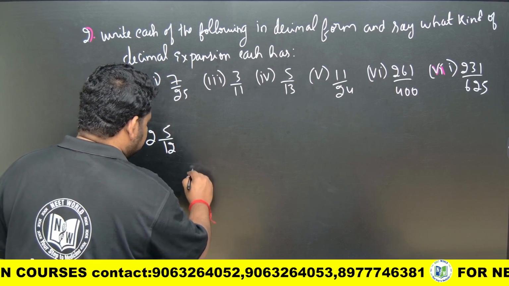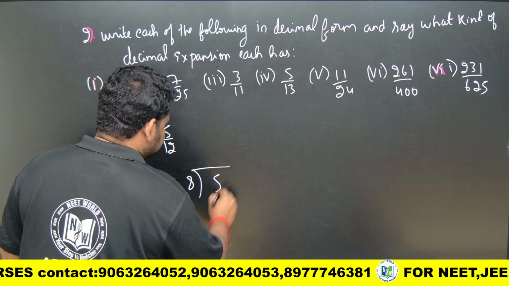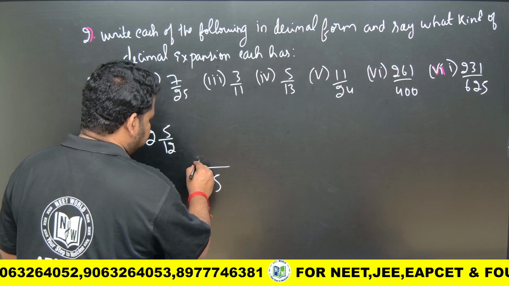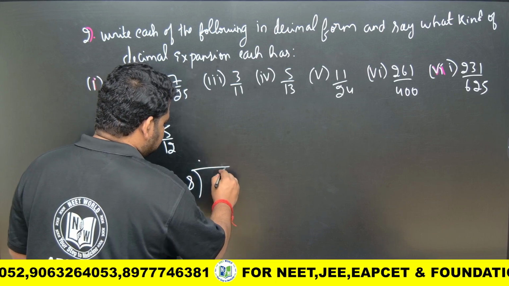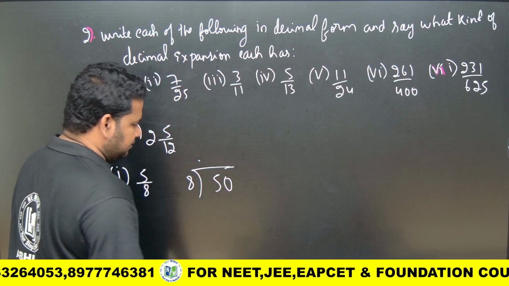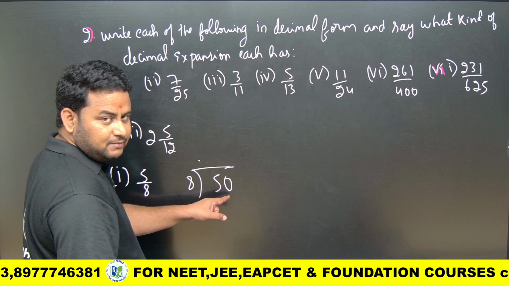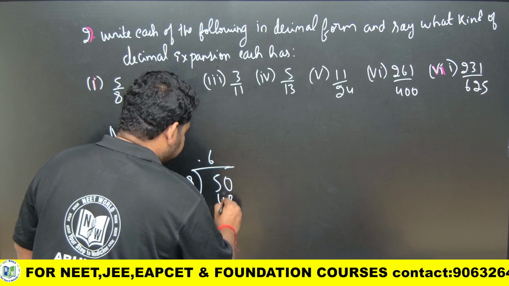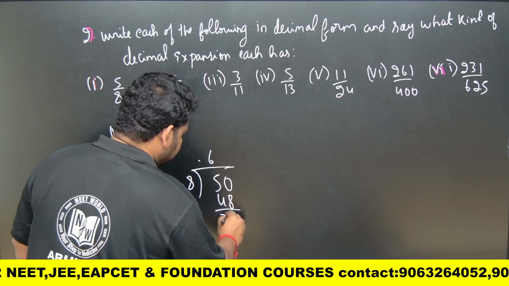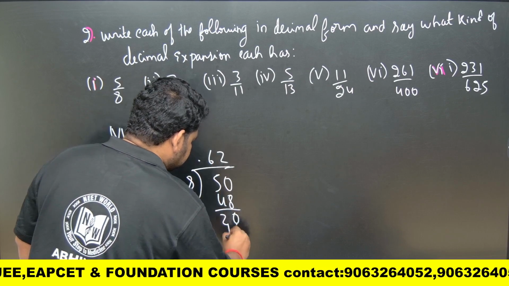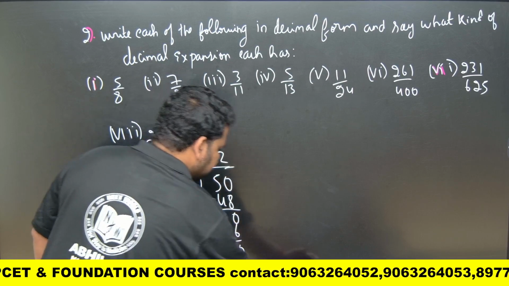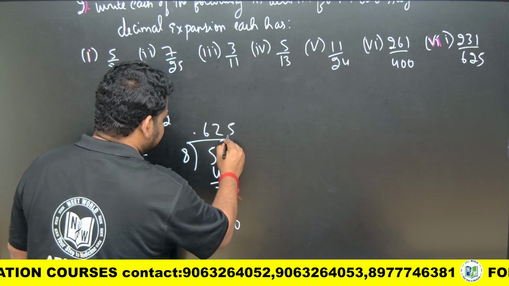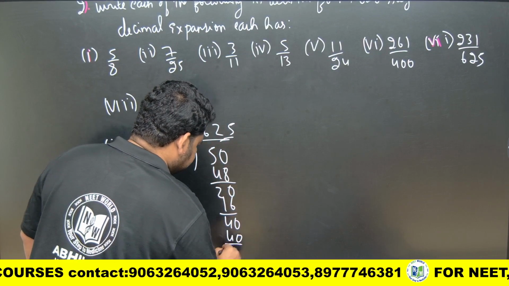So I should write it like this. Directly I cannot divide 5 by 8, so I have to put a point. This will become 0, and this will become 50. So 8 6s are 48. Now 2 is left, again 0. 8 2s are 16. Now 4 is left, again 0. 8 5s are 40. So this becomes equal to 0.